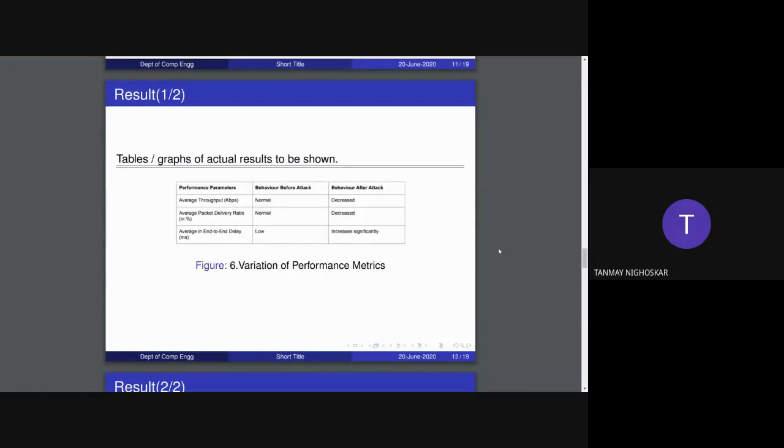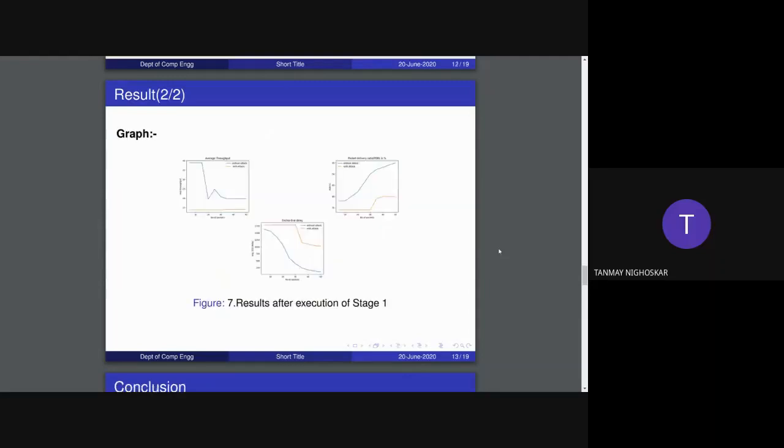So these are the basic trends. This is how the trend of the results should be followed. The average throughput before the attack is generally normal, or on the baseline, and after the attack occurs in the network, the throughput decreases. The same happens for the packet delivery ratio, and it is the inverse in the case of end-to-end delay. So these are the results generated, where we can see the graphs for average throughput, packet delivery ratio, and end-to-end delay.